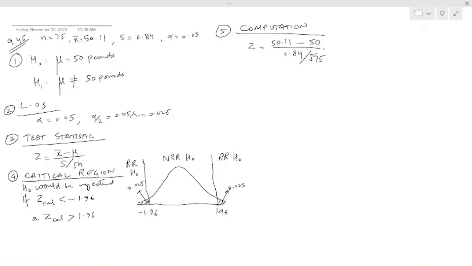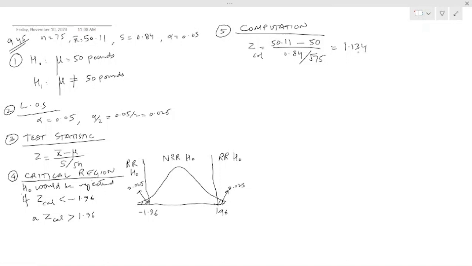That's 50.11, take away 50 would simply give us 0.11. Then divide it by 0.84 divided by square root of 75. 1.13 is the calculated value of z that we are getting. Z calculated is coming up 1.134.